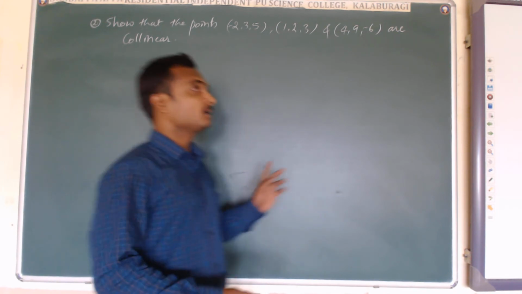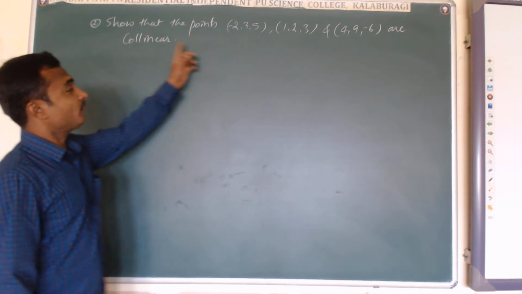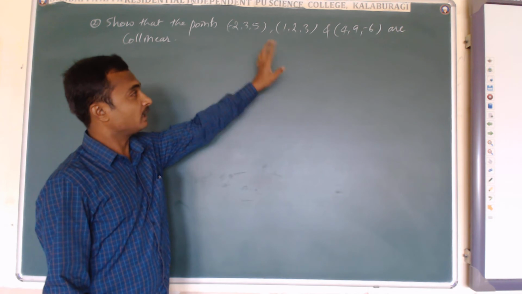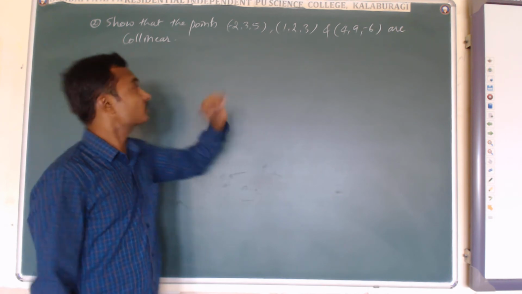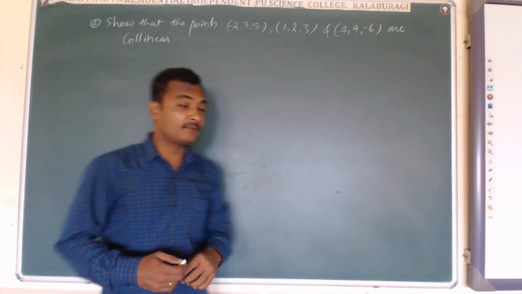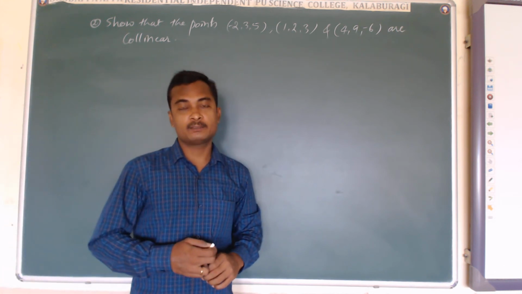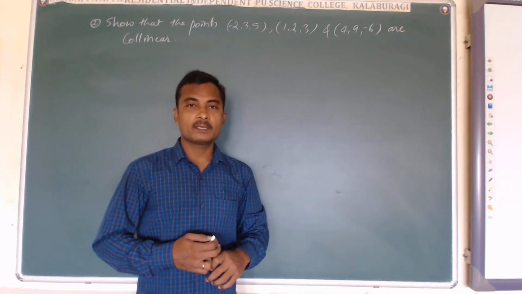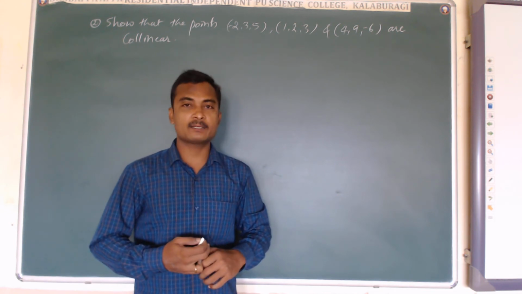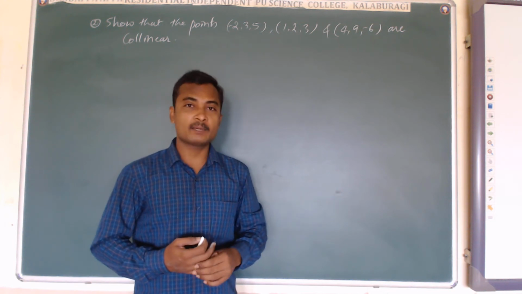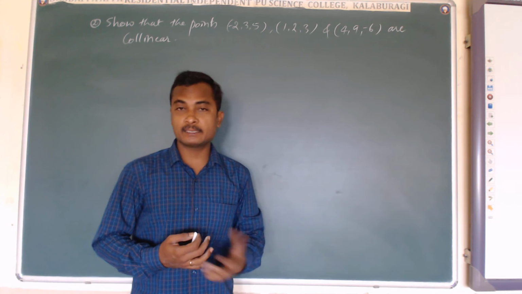Look at this problem. Show that the points (-2, 3, 5), (1, 2, 3) and (4, 9, -6) are collinear. We know the definition of collinearity of points. Two or more points are said to be collinear if they lie on the same line, in general. But using the distance formula, how do we show that they are collinear?